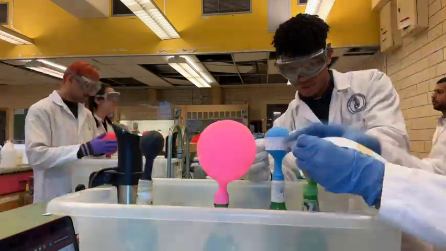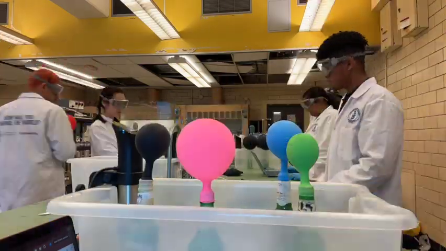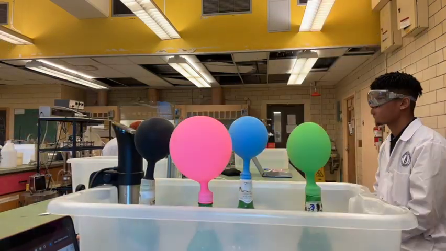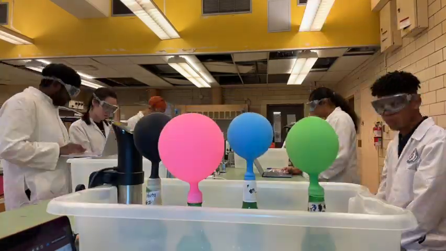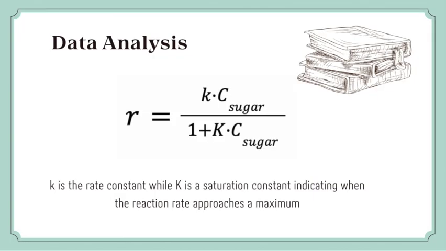We repeated each experiment 3 times for each sugar concentration to ensure accuracy in our data. By comparing balloon circumferences over time, we could assess how the different sugar concentrations affected the fermentation rate. With our data collected, we aimed to calculate the kinetic constants small k and big K, which describe the reaction rate's behavior as a function of substrate concentration.